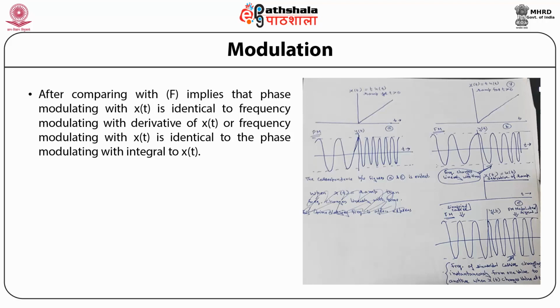That is for a specific signal, that is x(t) equal to u(t). How the phase modulated wave and the frequency modulated wave look like is shown in this figure.